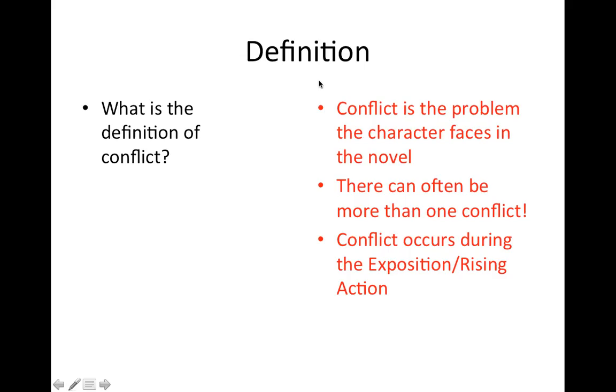So what is the definition of conflict? Conflict is the problem that the character faces in the novel. That is the definition. And like I said before, there can definitely be more than one conflict. Conflict occurs during the exposition and the rising action, like I had said. Now, everything that you're going to write down is right here in red. You need to be writing down all of that in the right-hand side of your notes. Go ahead and pause this video as you will need to write it down, and then go ahead and continue as needed. I will be moving on.